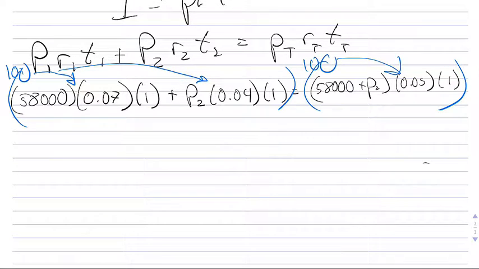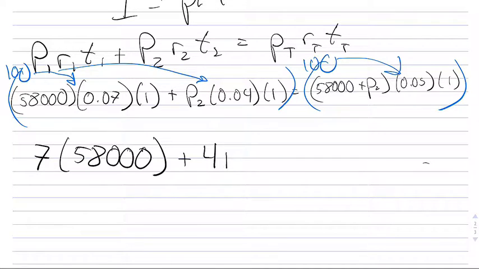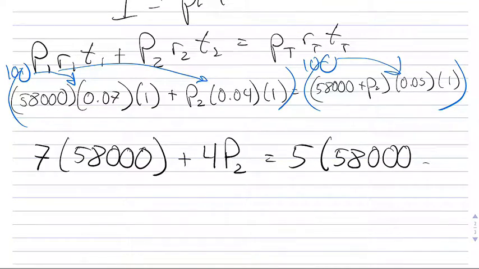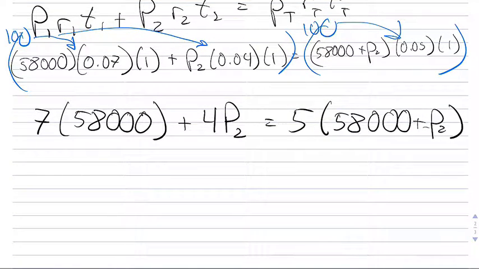But when you do that, now we'll get 7 times the 58,000. So the 1 kind of goes. And then we get plus 4P2 equals, we're going to have 5 times the 58,000 plus P2. Okay. So we still have one equation and one variable. So now we want to simplify the left and the right.